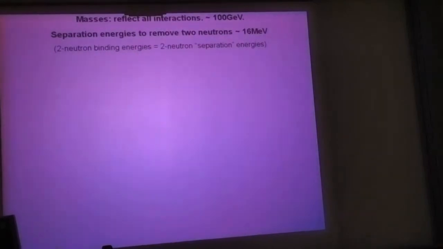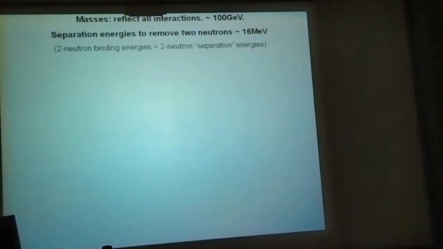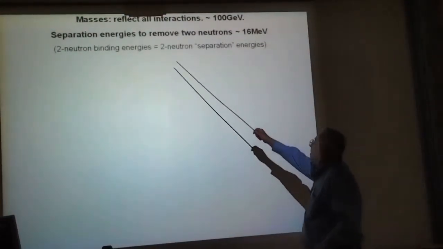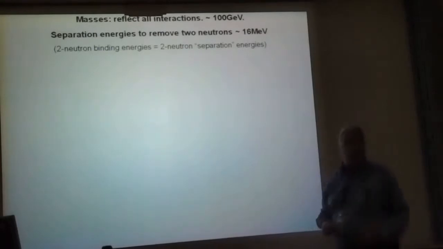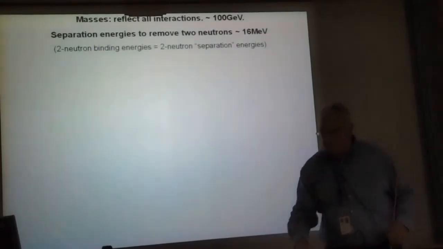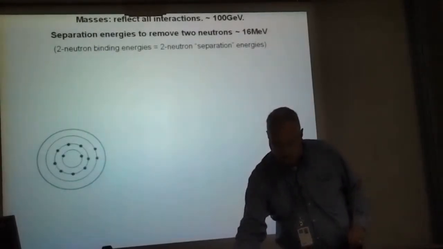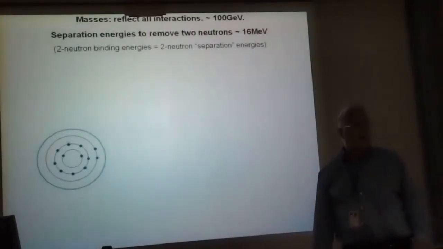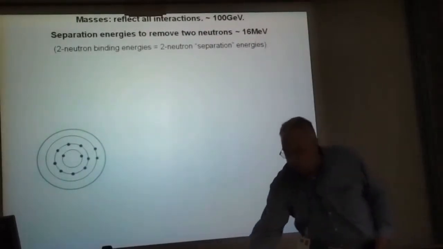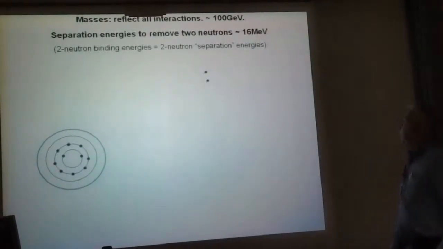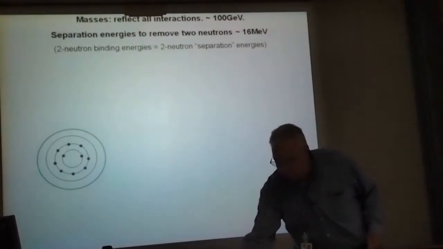I want to look at separation energies. That's the energy to remove 2 nucleons, 2 neutrons. And I want to show you in a highly technical quantum mechanical way rigorously what that looks like. Looks like that. Okay? There they go. Everybody see that? Okay. I'm going to bring them back.